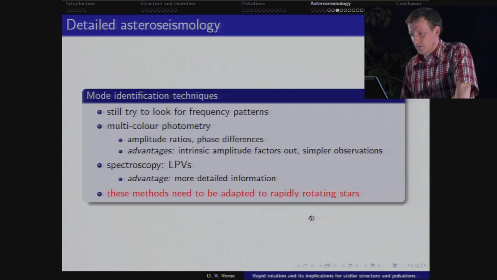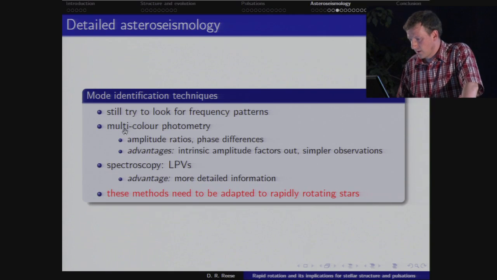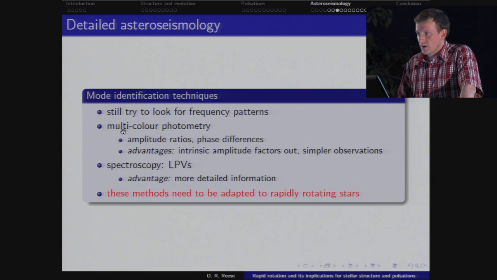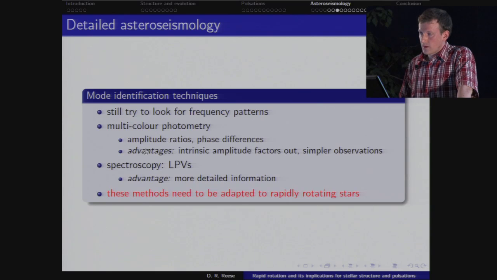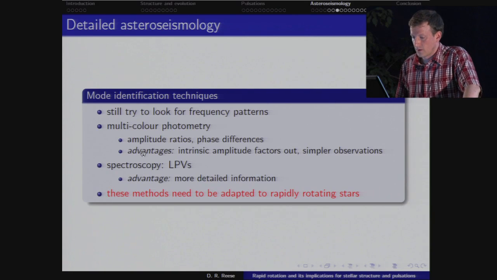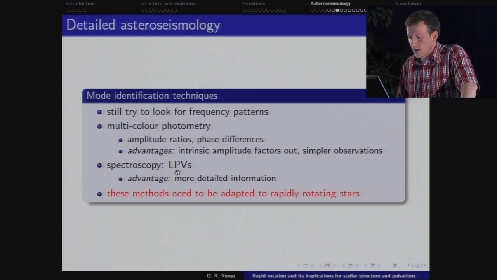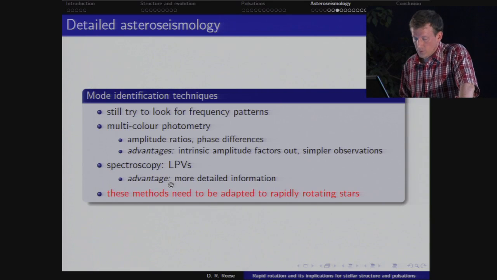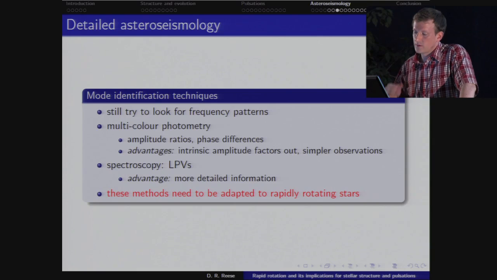So how can you identify the modes? Well, you can still try to look for frequency patterns. I'll describe that in the next slide. Then you can also use other observational techniques to try to constrain the identification. There's typically multicolor photometry, which relies on amplitude ratios and phase differences. The advantage of this is that by calculating ratios, you factor out the intrinsic amplitude, which we don't know how to calculate anyway. Then you can also use spectroscopy and look for line profile variations. This gives you more detailed information. But of course, these methods have been typically applied to slow rotating stars, and they need to be adapted to more rapidly rotating stars.